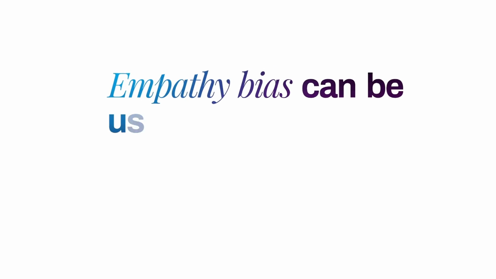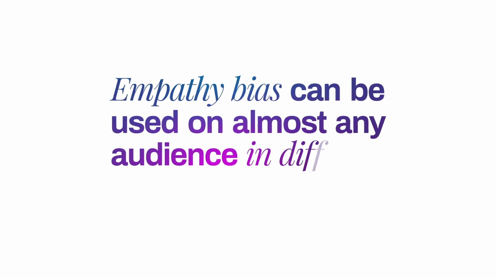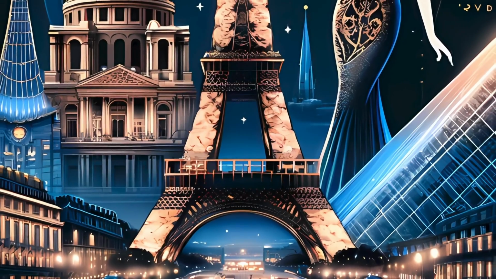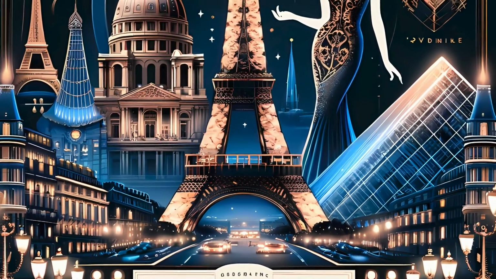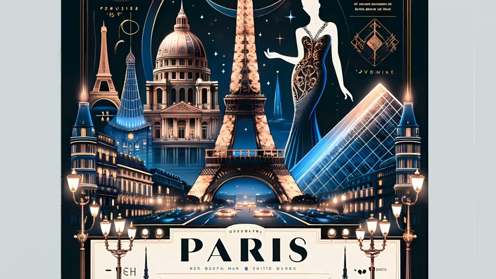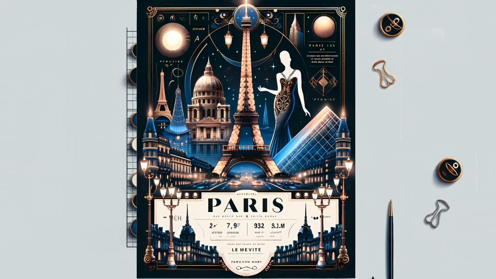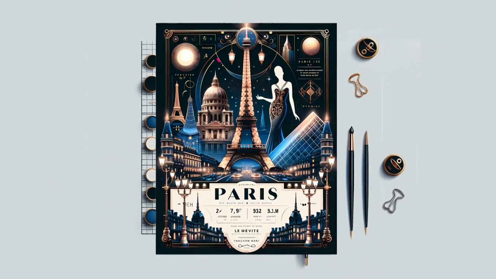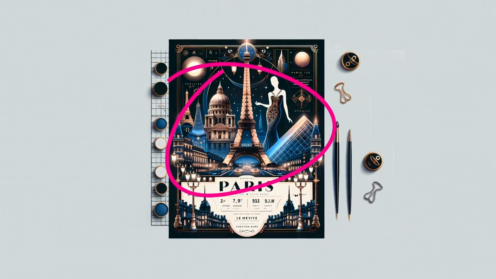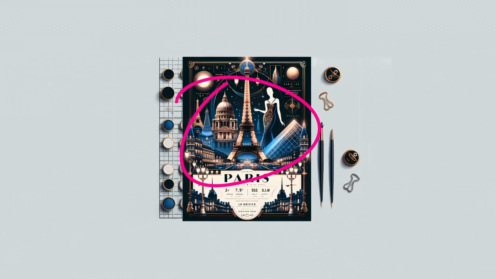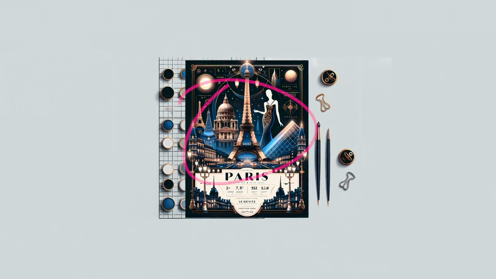Next up, we have a very clever technique known as empathy bias. Empathy bias can be used on almost any audience in different ways. For example, creating a flyer for a local community event can use empathy bias. As a designer, you might want to aim to understand the local community and the local culture, and then bring that out with empathy. You might incorporate familiar visuals and language, and thus the flyer creates a connection that encourages community members to participate and feel a sense of belonging.